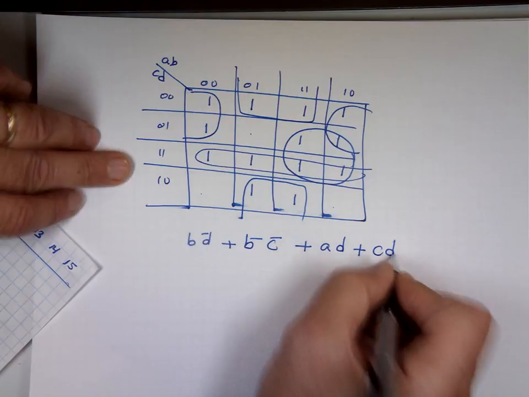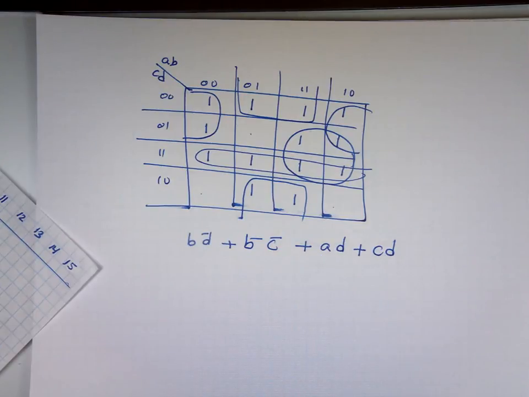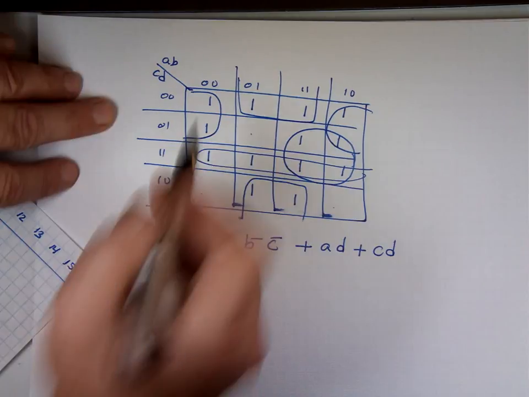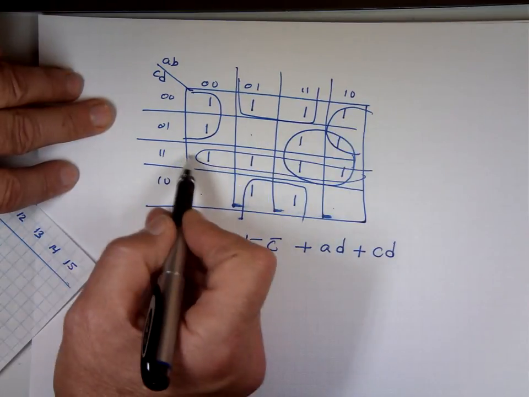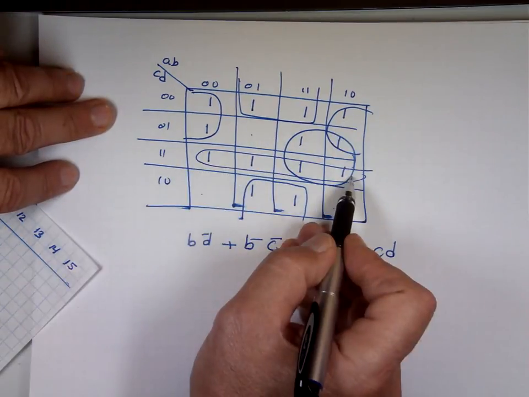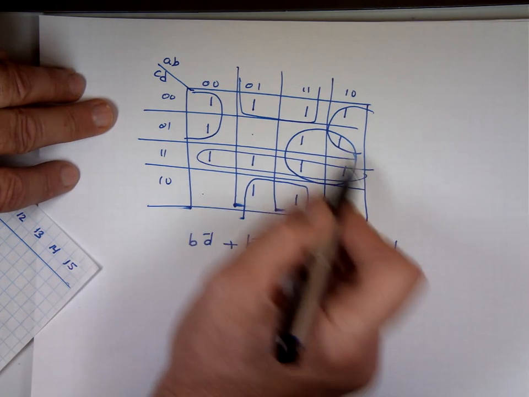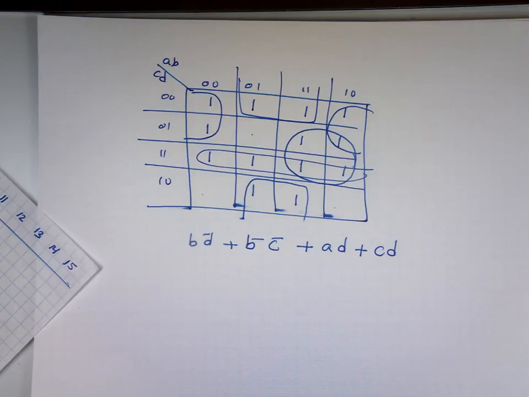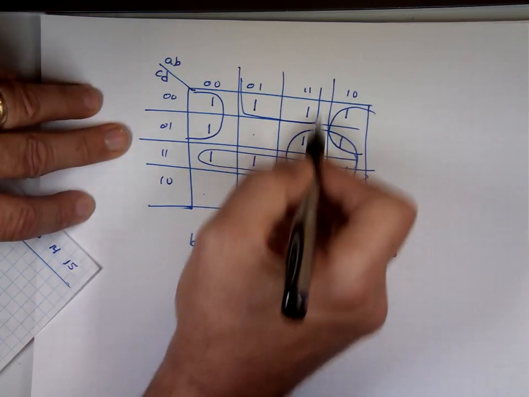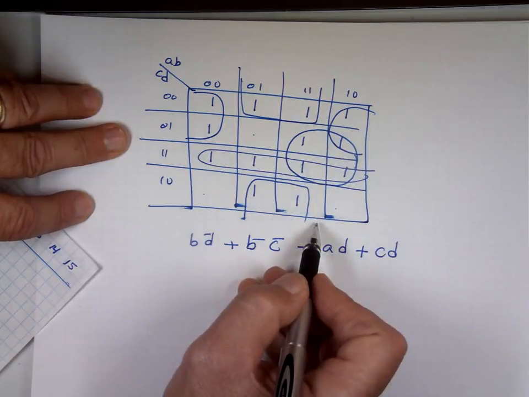Is that the only way? No, because I could have done the top as one group. I could have done the bottom as another group. I could have done these as one group, and that's as another group, right? That'll be another solution. I could have took this as a group. I don't know if that would be a good move. But notice I could have done this K-map.